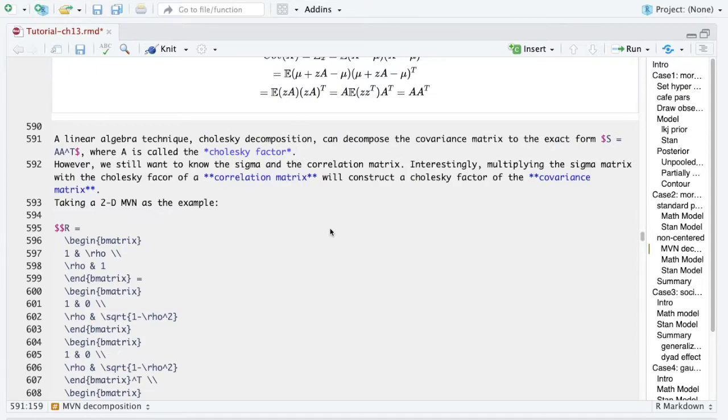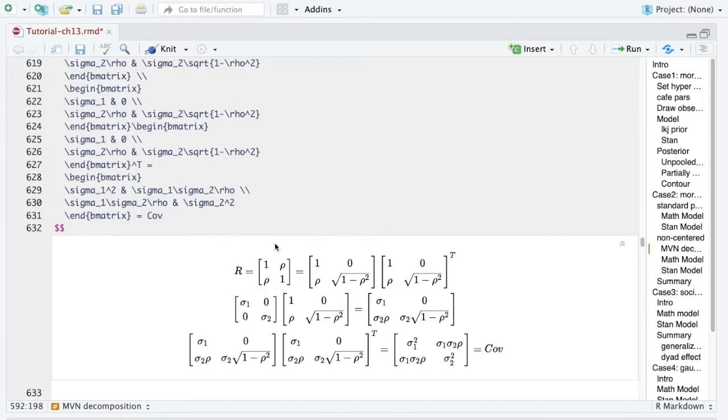Now the only problem we have is how to find the A matrix. A linear algebra technique called Cholesky decomposition can decompose a matrix to the exact form we want. Of course, we can just decompose a covariance matrix into Cholesky decomposition form. However, we still want to know the sigma and the correlation matrix. Interestingly, multiplying the sigma matrix with the Cholesky factor of a correlation matrix will construct a Cholesky factor of a covariance matrix. So now we have a correlation matrix.